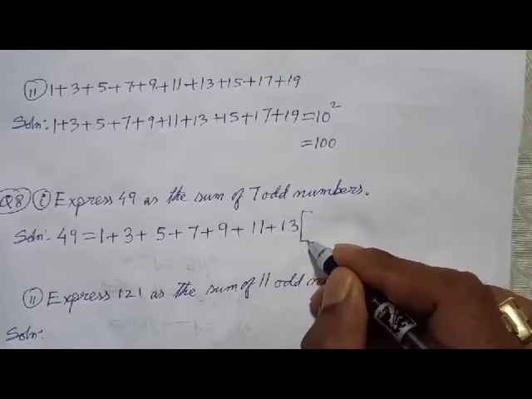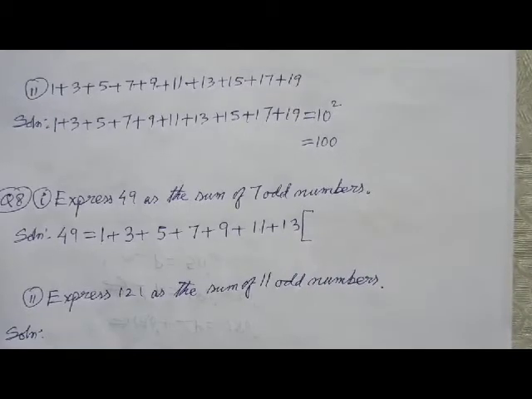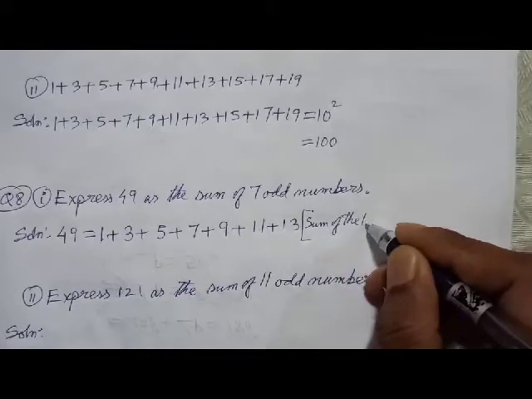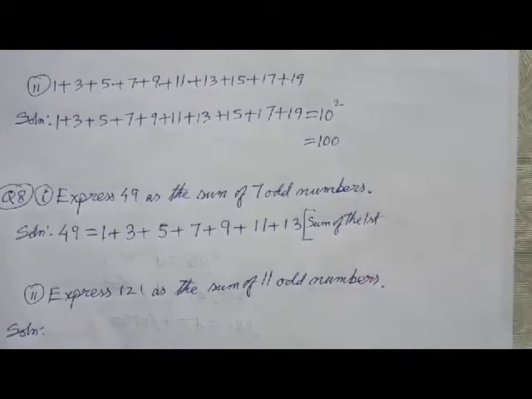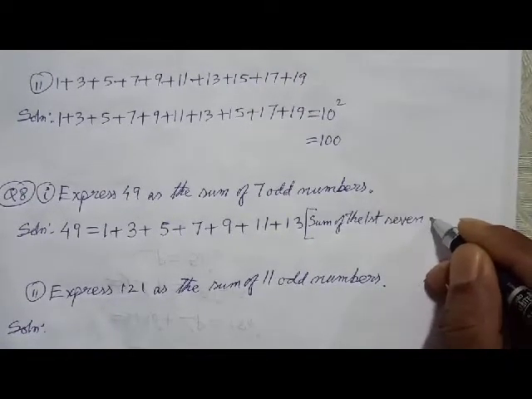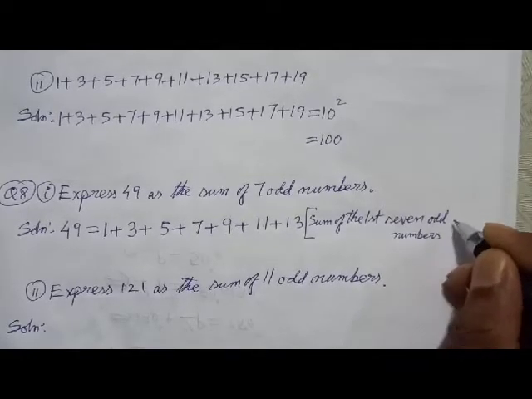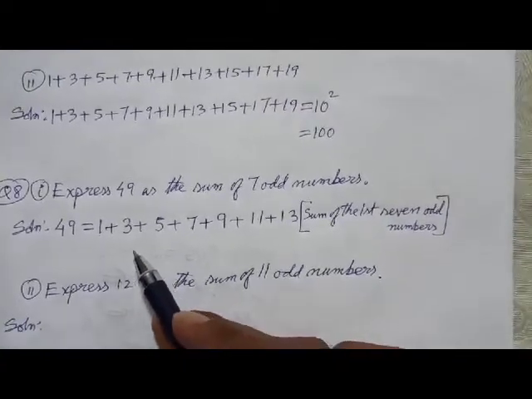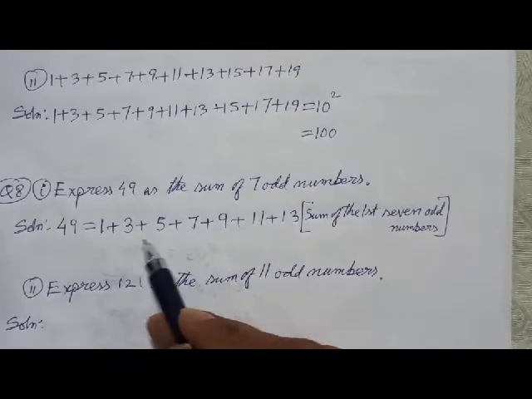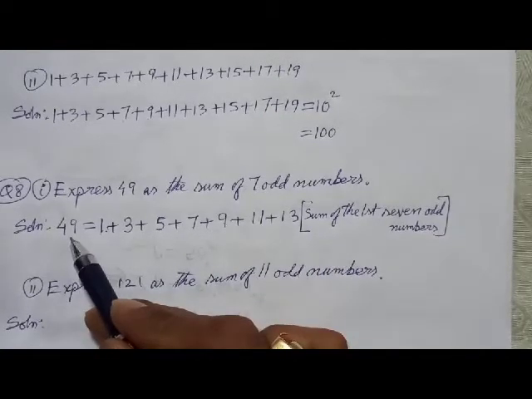So in the bracket, 1, 2, 3, 4, 5, 6, 7. Sum of the first seven odd numbers. If we add together the first 7 odd numbers, then 1 plus 3 plus 5 plus 7 plus 9 plus 11 plus 13. Here the odd numbers are 7. 1, 2, 3, 4, 5, 6, 7. And this will be equal to this 49.